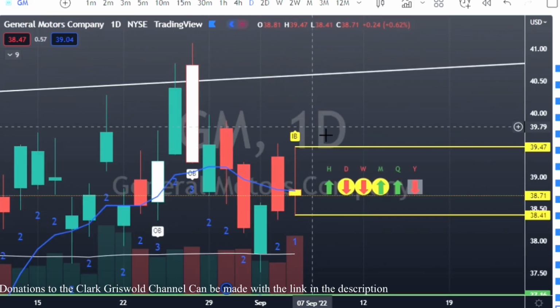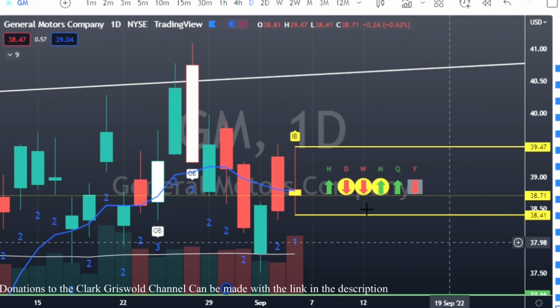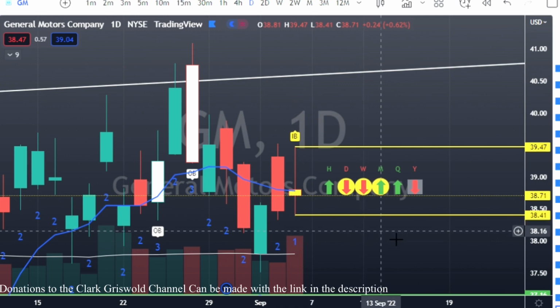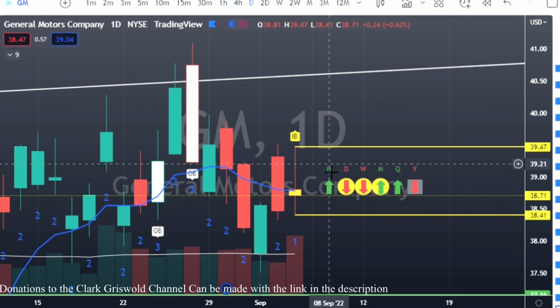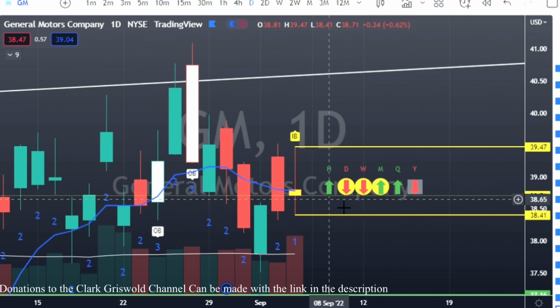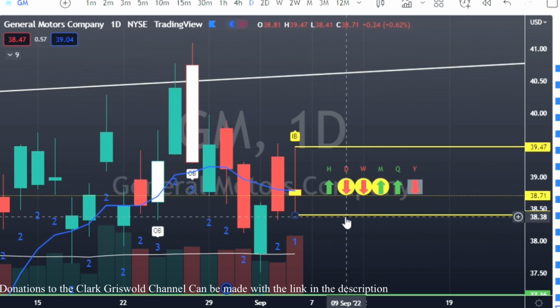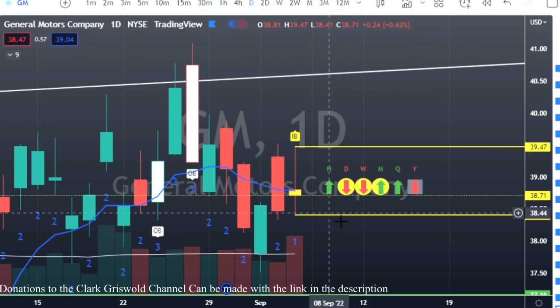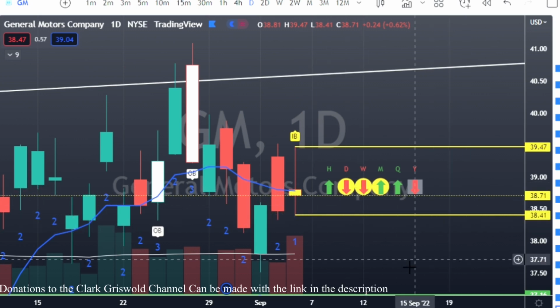And then GM, General Motors, has this inside bar as well, calls at 39.47 or puts at 38.41. Now, again, if we trend up, we've got nice time frame continuity to the upside across the board outside of the year, or we can look for puts. Calls at 39.47, or puts to the downside would give us the hourly, the daily, and the weekly all red, and we can take those puts at 38.41.